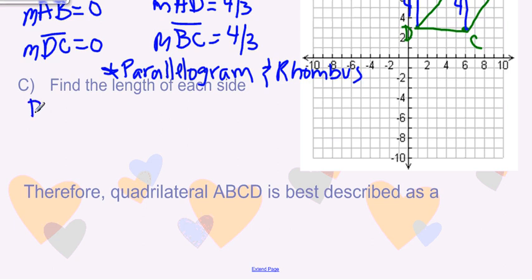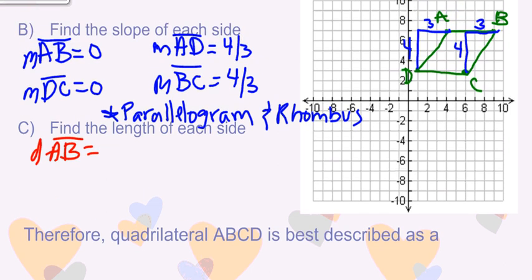So I'm checking to see if all the sides are congruent or if just two of the sides are congruent. If I'm looking for the distance from my no slope lines, those are pretty easy because I can just count those. So the distance of AB, I can just count that it's gone over 1, 2, 3, 4, 5. So that one has a length of 5. And I can count the distance from DC, and it also has a length of 1, 2, 3, 4, 5.